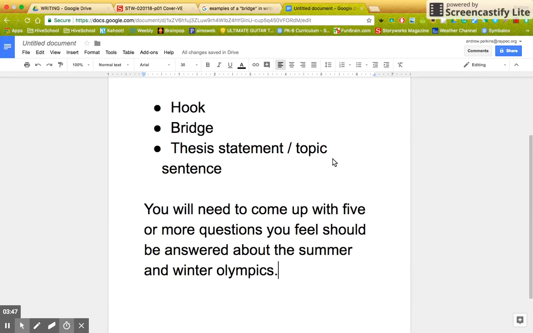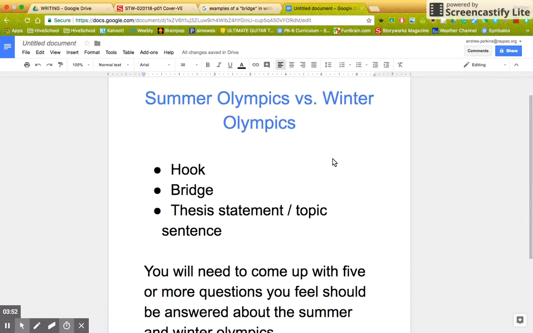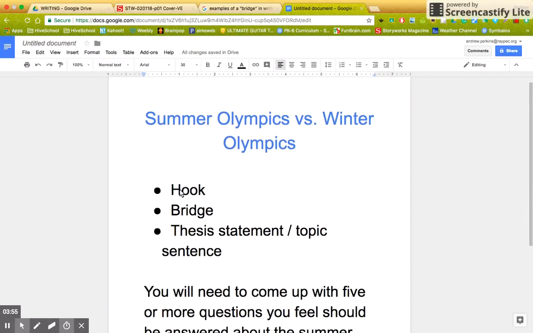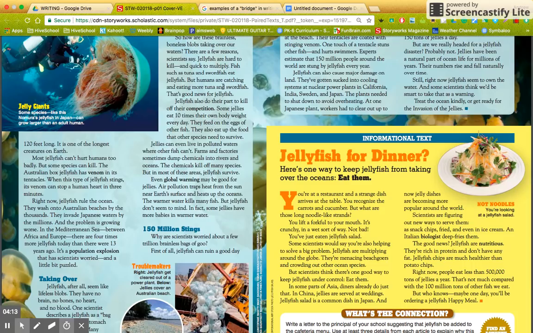So get that information. And then once we're done with that information, because a lot of you are going to get moving pretty quickly with this, we're going to come back to what the hook, the bridge, and the thesis statement / topic sentence is. Now, I want to give you an idea, and we're going to come back to this, of what I'm talking about when I say a hook, a bridge, and a thesis / topic sentence. And we have read these stories right here before. So I want to show you a couple things on these stories. It's not letting me move, but that's okay because I can show you this right here.